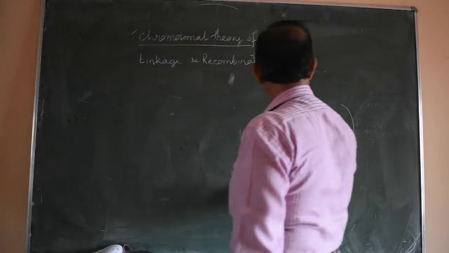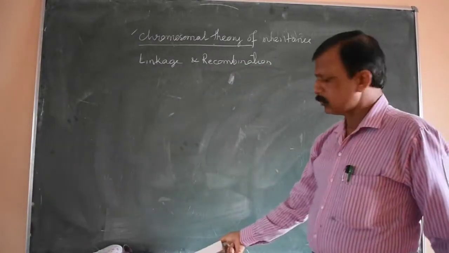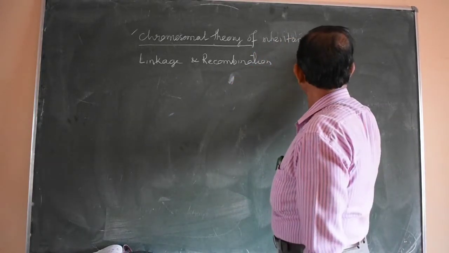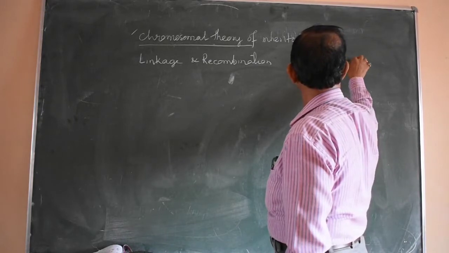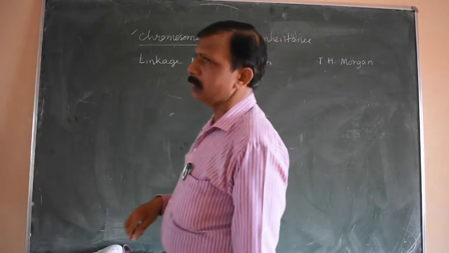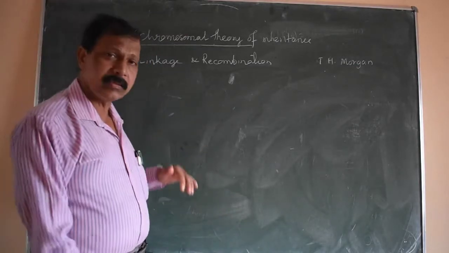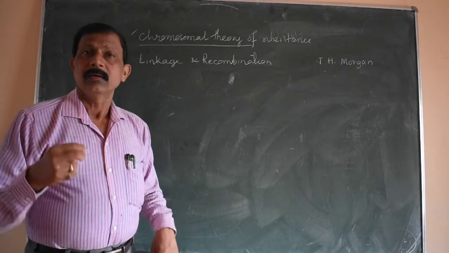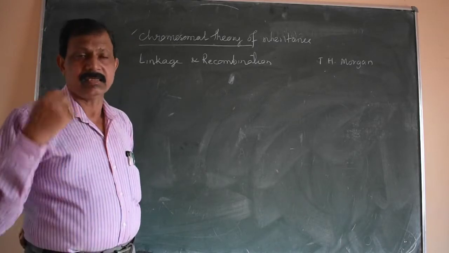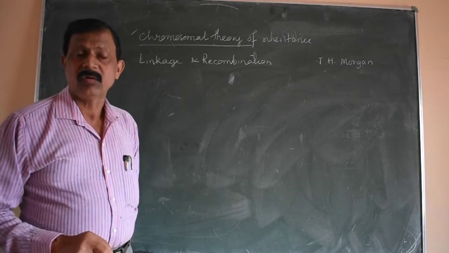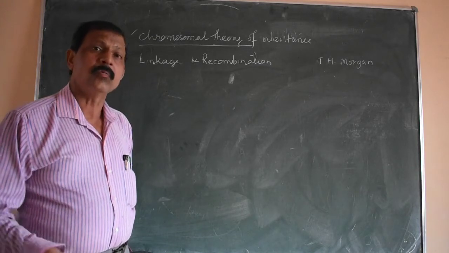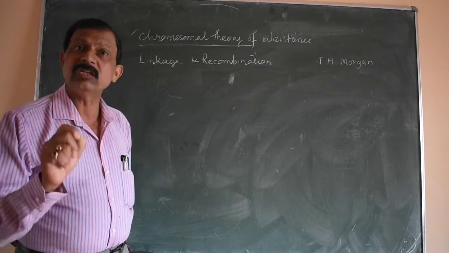After Sutton and Boveri, T.H. Morgan continued the chromosomal theory of inheritance, and how chromosomes carry the genetic character or inheritance character from one generation to another generation was correctly understood. Is it true or not?